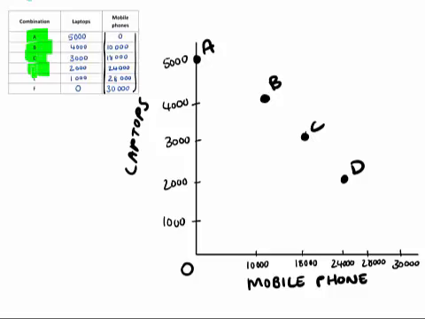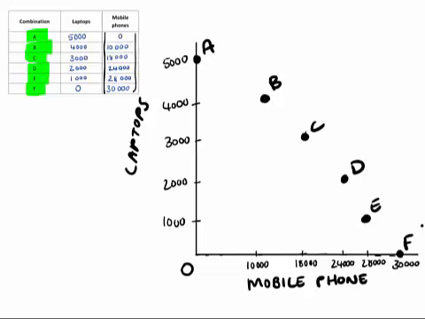Then at point E, I produce 1,000 laptops and 28,000 mobile phones. So over here is point E. And then lastly is my other extreme, point F. At point F, I use all my resources on mobile phones, so I produce a maximum of 30,000, and I'm not producing any laptops. So on the X over here is my point F.